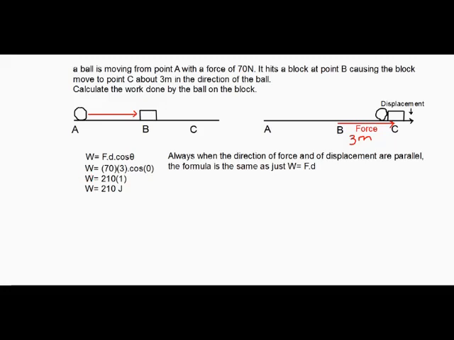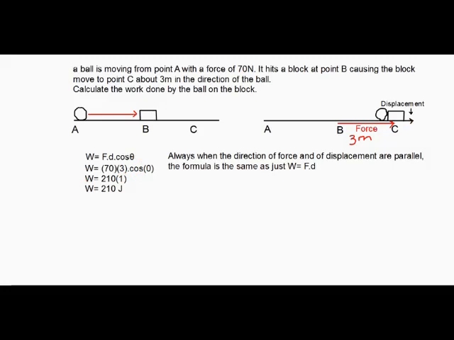Work is equal to, what is force? Force is 70 Newton as we are given here. And then what is displacement? The block moves for 3 meters from point B to C, when the ball hits it. So our displacement will be 3 meters times cos. What is the angle between force and displacement? The angle is 0. So instead of theta we put 0.